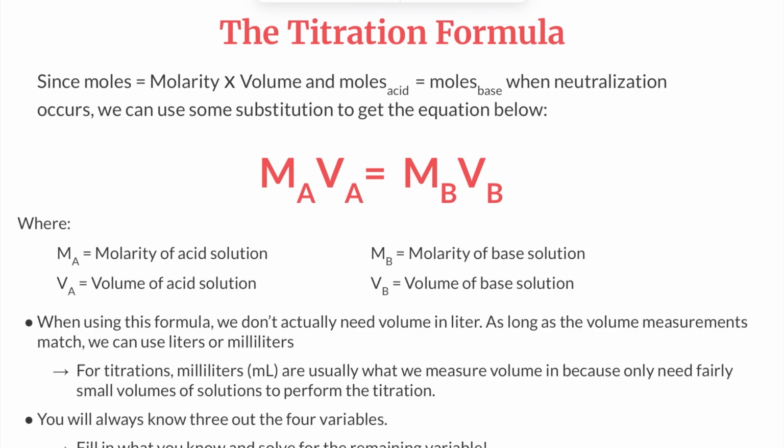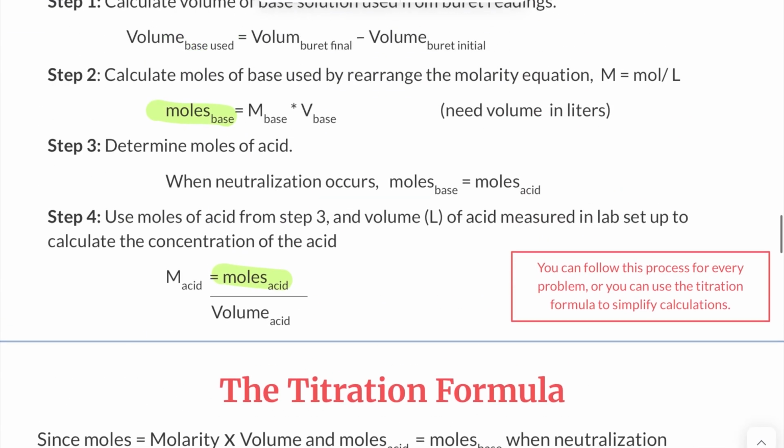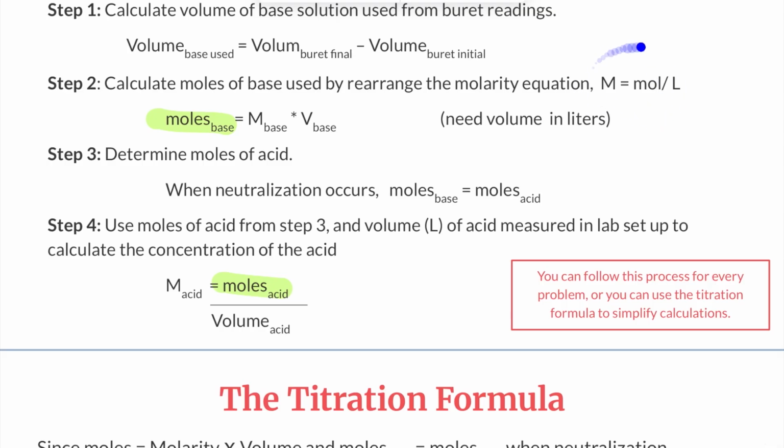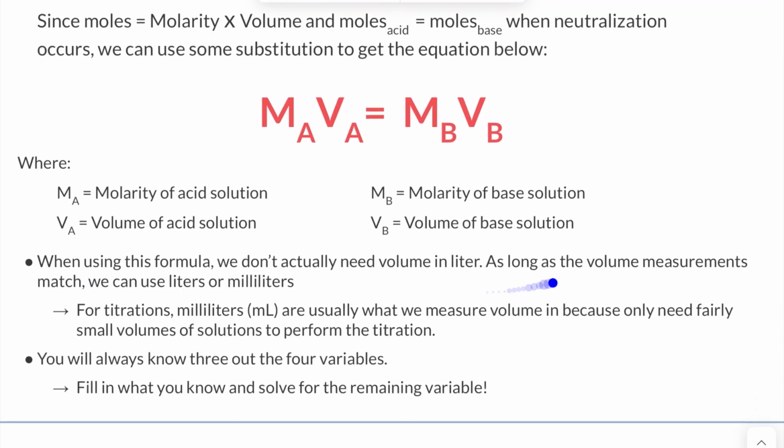When using this formula, we don't actually need to get our volume in liters like we did up here, because this molarity formula is based on liters. As long as our volume measurements match, we can use either liters or milliliters. And for titrations, milliliters are usually what we measure volume in, because we don't need a large volume in order to perform a titration. We can use a small volume like 10 milliliters of acid and get the same answers as if we had used more.